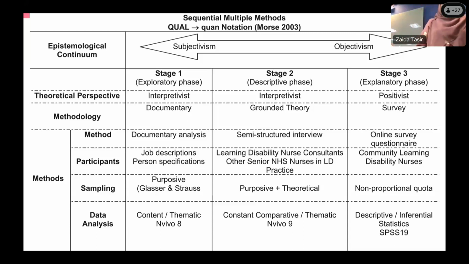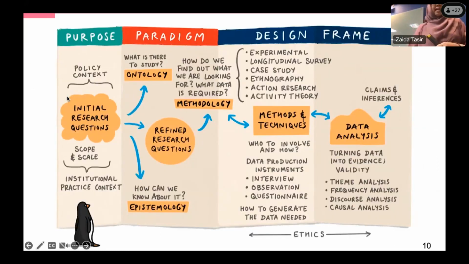Okay, and it can be a sequential explanatory mixed method design. It can be a sequential exploratory mixed method design. How do you differentiate them? Which one comes first? Is it qualitative that comes first, followed by quantitative, or quantitative first, followed by qualitative? That's how you do it. Okay. And this is another diagram to show the relationship between them.